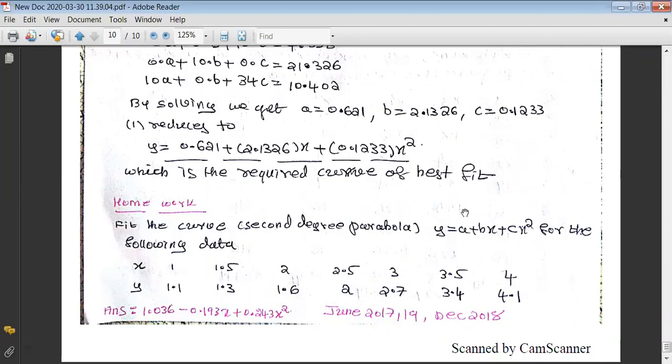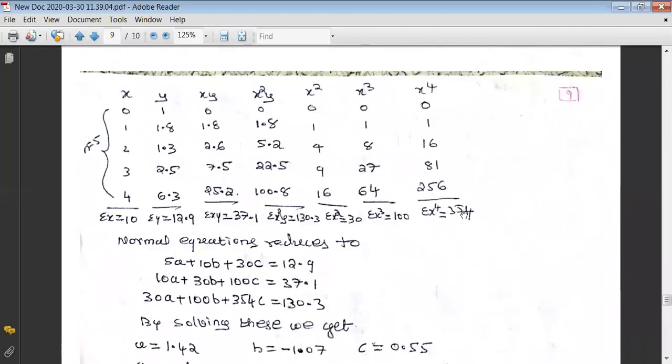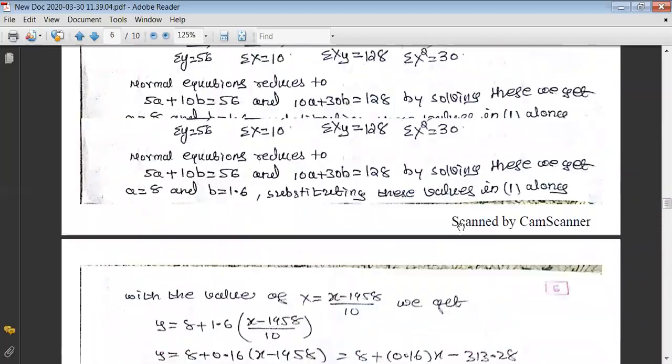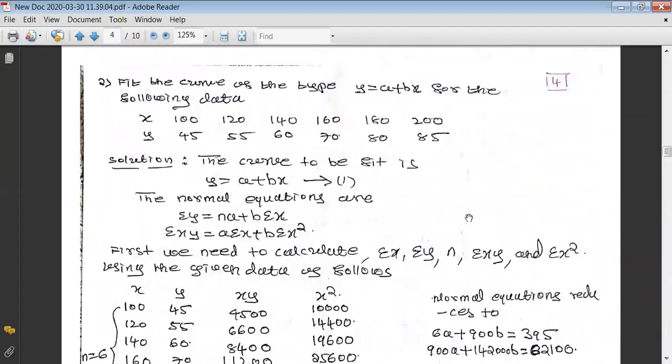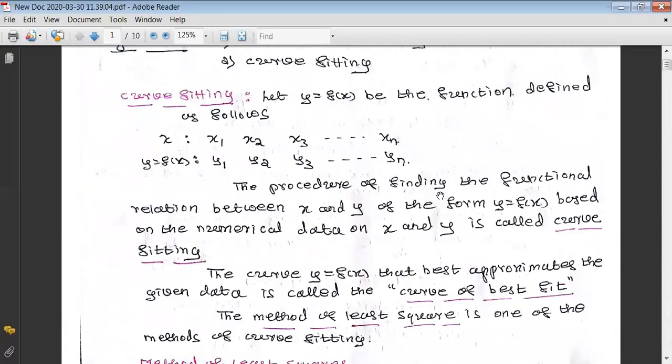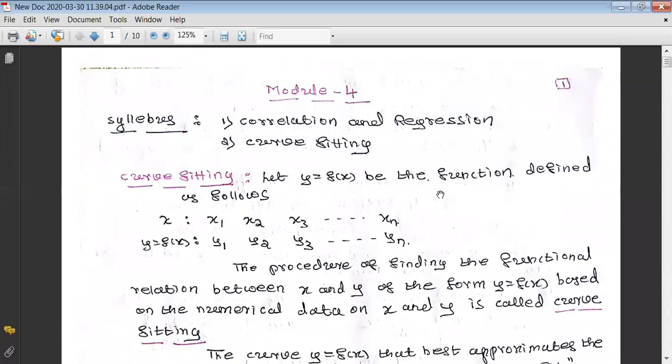And this is all about the particular topic, that is the second part of module 4, which is known as curve fitting. In the curve fitting topic, we learned how to fit three kinds of curves with the method of least squares. The first one is fitting of a straight line, the second one is fitting of a geometric curve, and the third one is fitting of the second degree parabola or quadratic fit. Thank you.